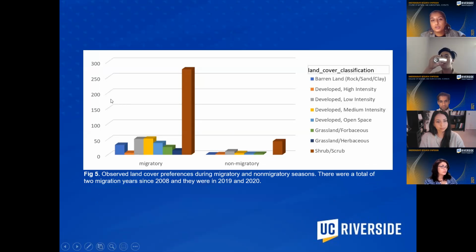Here, figure 5 shows the observations per land cover type during migratory and non-migratory seasons. However, there were only 2 migration years since 2008, and those were 2019 and 2020. While this figure really highlights the importance of the shrub scrub habitat for the painted lady migration, it also shows that during migratory periods, the painted lady's usage of other land cover types also increases.